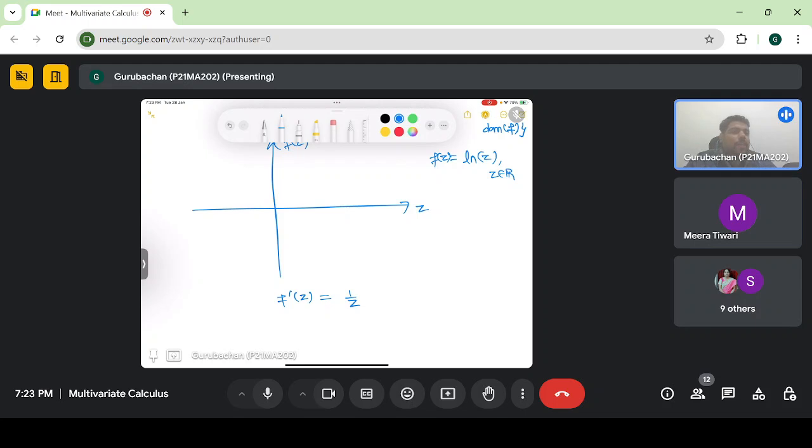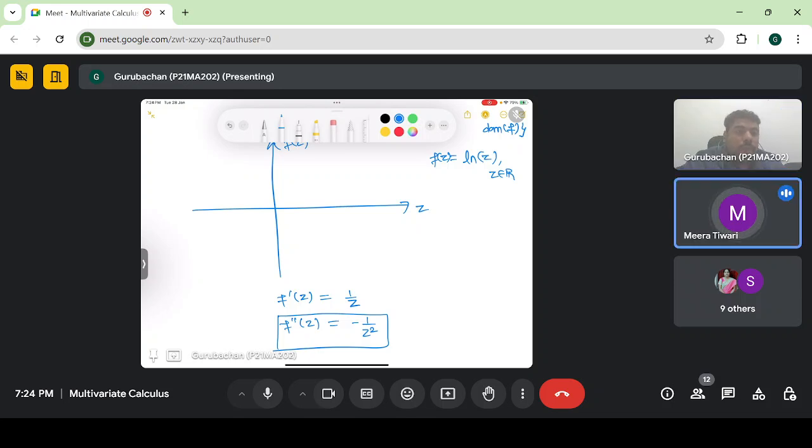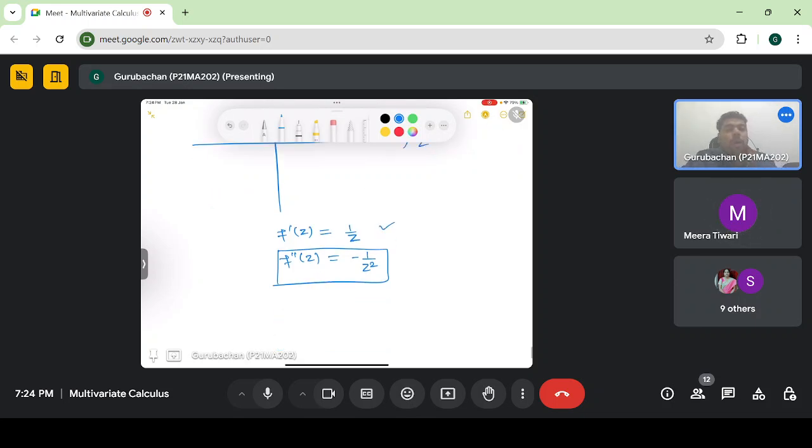With the help of the derivative, we can say when the function is increasing or decreasing. The second derivative, f double dash z, comes out to be minus 1 by z square, which is always negative. The double derivative is used to check maxima and minima and to decide the concavity of a function. The single derivative lets you know whether the function is increasing or decreasing.